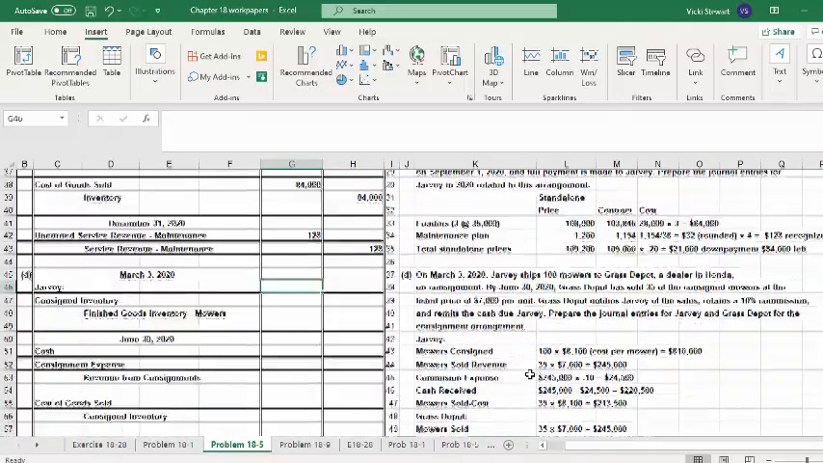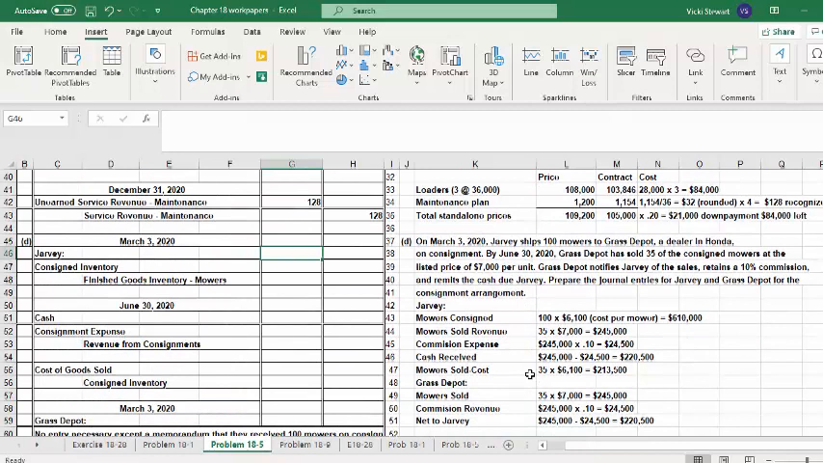Part D states that on March 3rd, 2020, Jarvie ships 100 mowers to Grass Depot, a dealer in Honda, on consignment. By June 30th, 2020, Grass Depot has sold 35 of the consigned mowers at the listed price of $7,000 per unit. Grass Depot notifies Jarvie of the sales, retains a 10% commission, and remits the cash due Jarvie. And the problem states to prepare the journal entries for Jarvie and Grass Depot for the consignment arrangement.